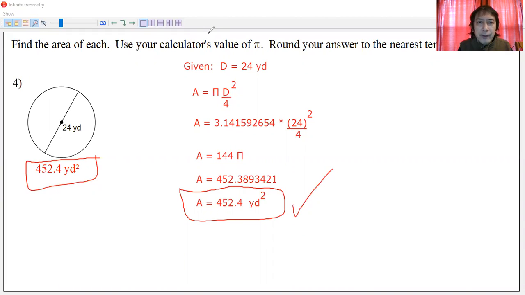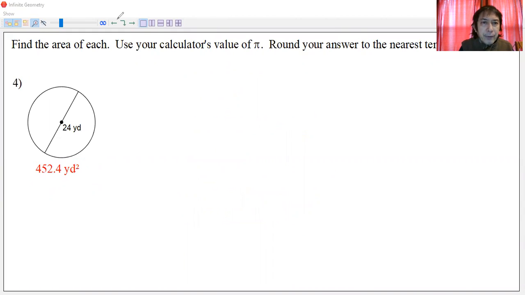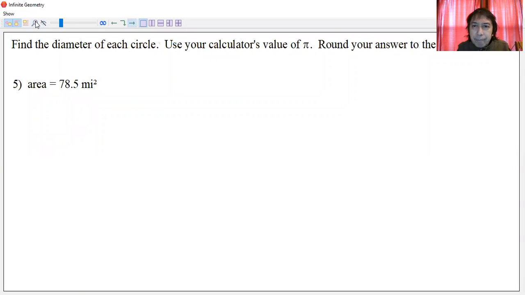Next is number 5. Let's continue with number 5. Here's number 5. There's no diagram this time. We're asked to find the diameter. And we shall find the diameter when the area is given. Use your calculator's value of pi.